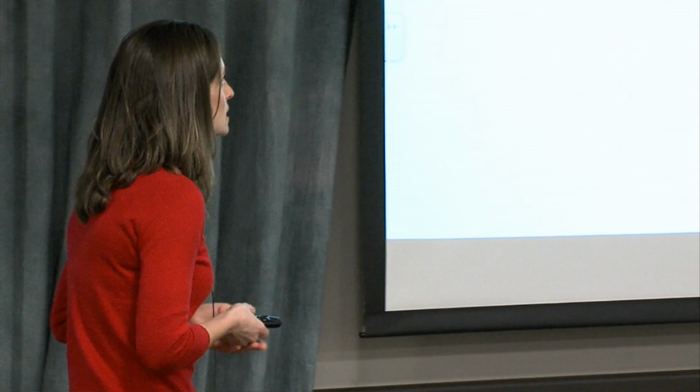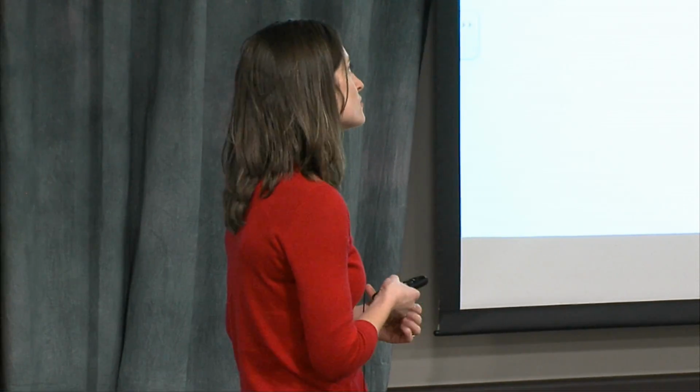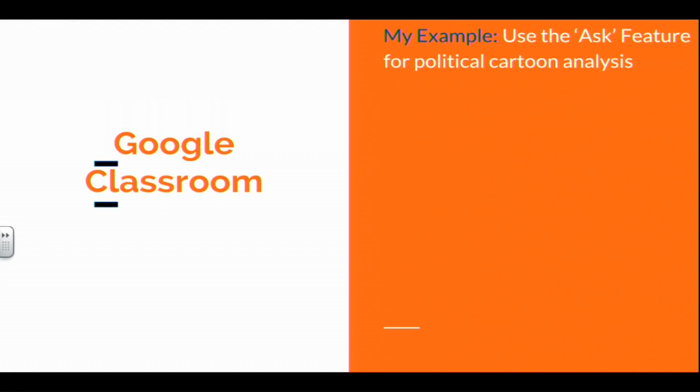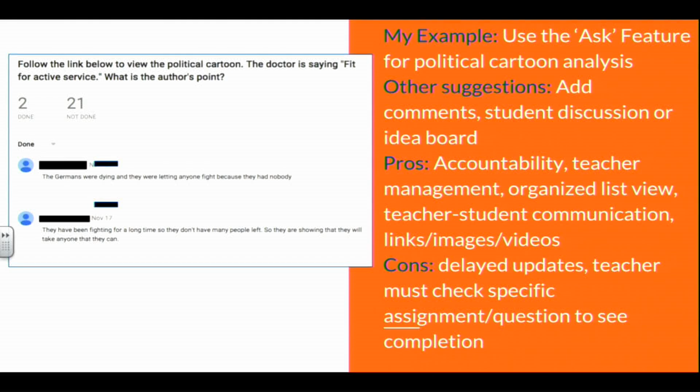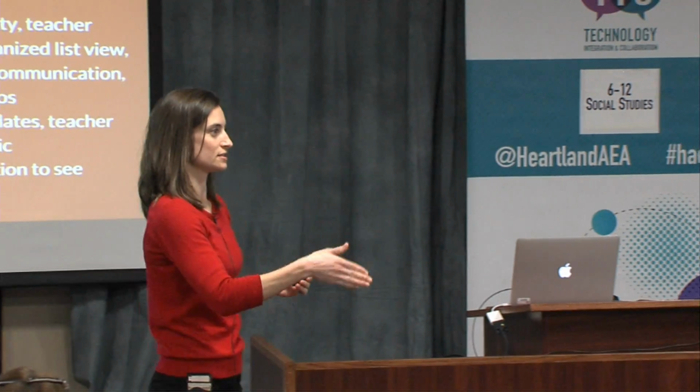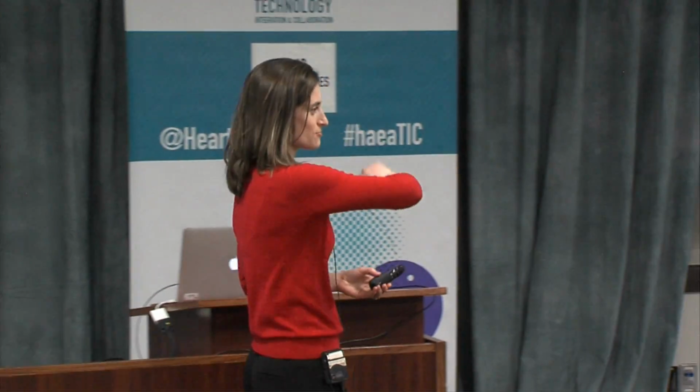For Google Classroom, my example is to use the Ask feature for political cartoon analysis. You can use the Ask feature for anything. My example is for political cartoon analysis. I'm going to just show you this one right away. So here's what it ends up looking like. I put a question up here. It says, follow the link below to view the political cartoon. The doctor is saying, fit for active service. What is the author's point? Some of you who are history teachers might remember that political cartoon from Germany where it has a skeleton that the doctor's checking out, and he says, yep, fit for active service.